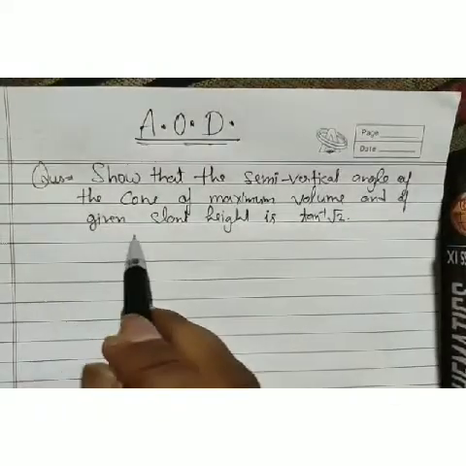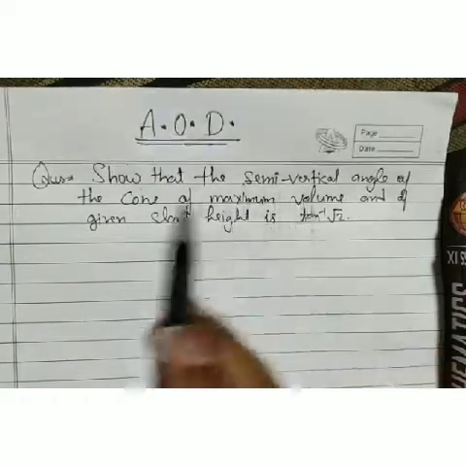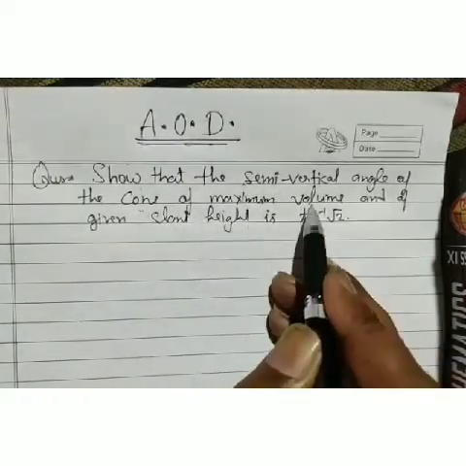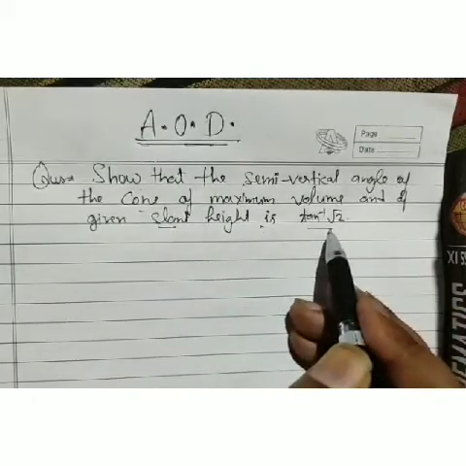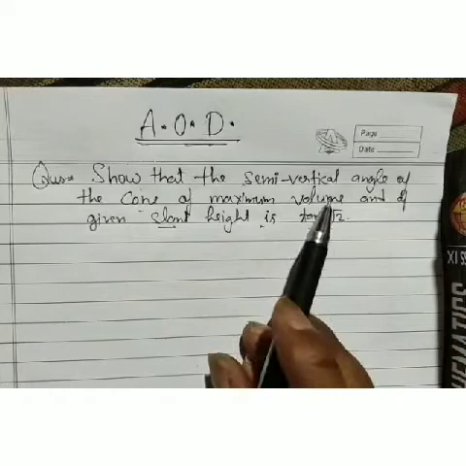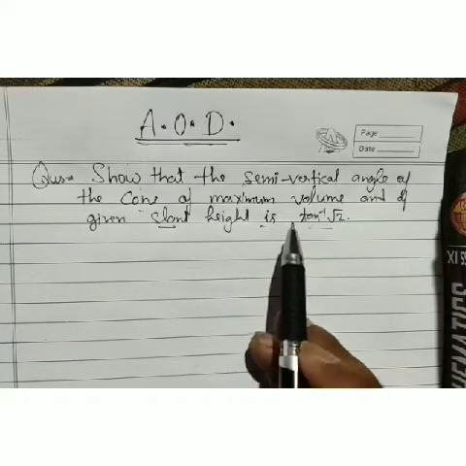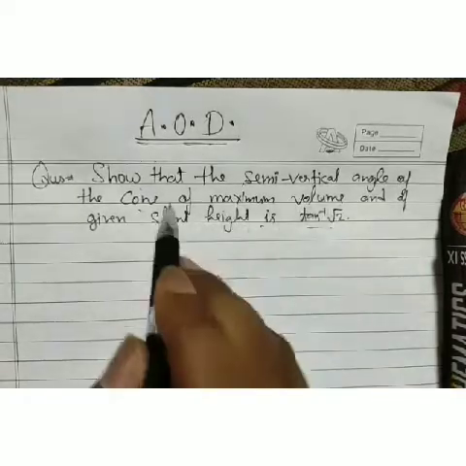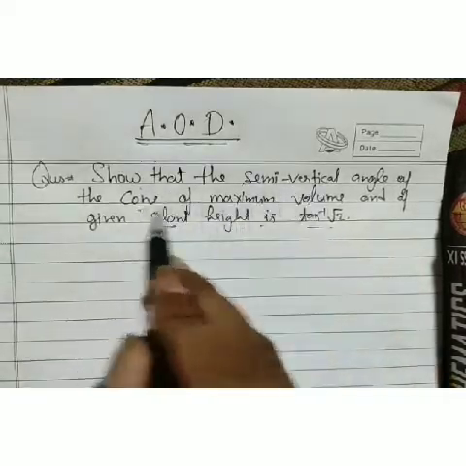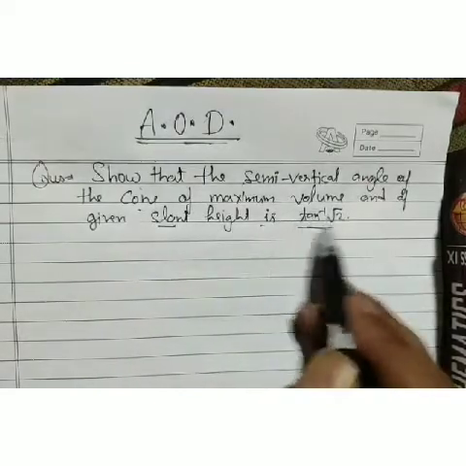Look at the problem. We have to show that the semi-vertical angle of the cone of maximum volume and of given slant height is tan inverse root 2. It is one of the problems we have. It's also an NCERT problem and was also asked in our last examination. So our semi-vertical angle is equal to tan inverse root 2.